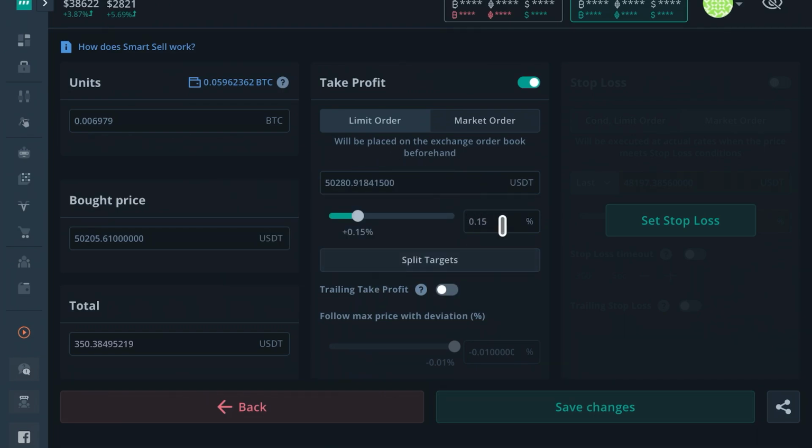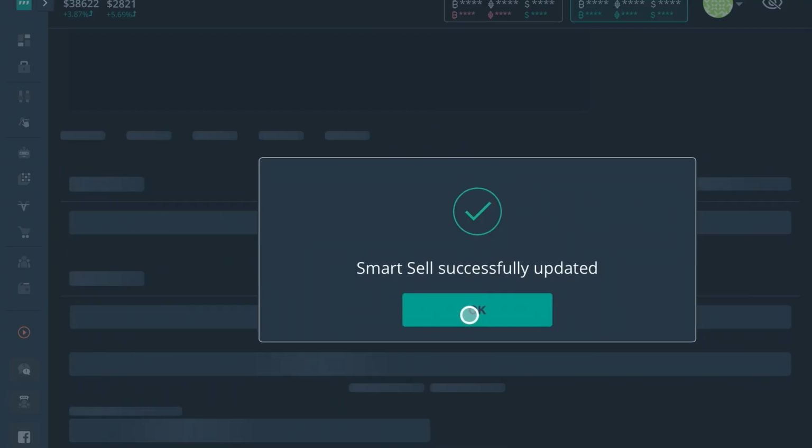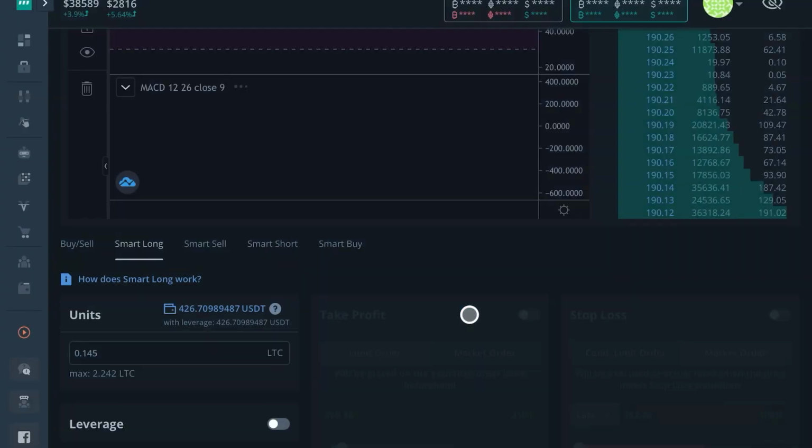You don't have to adjust it how I have. You could leave the same point. You can leave the same take profit goal that you already had. However, I'm just going to go ahead and try to get this deal closed out as quickly as possible now. I'm going to save the changes. Okay, and our smart sell is successfully updated.